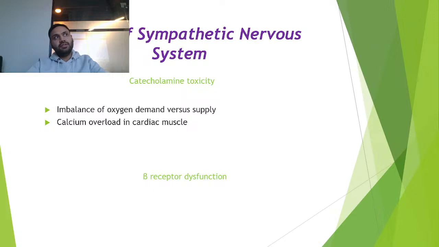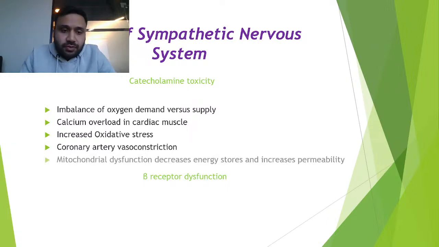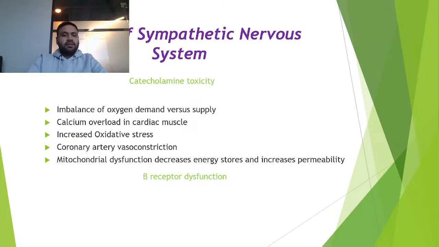So increased stimulation leads to contraction of already present cardiac muscle fibers, which are overloaded with calcium. That overloaded calcium keeps them in a state which leads to oxidative stress. Also, as more norepinephrine is released, that norepinephrine is a vasoconstrictor, and coronary arteries constrict in response to it. And there is some role of mitochondrial dysfunction and increased permeability of mitochondria, which leads to cellular damage.